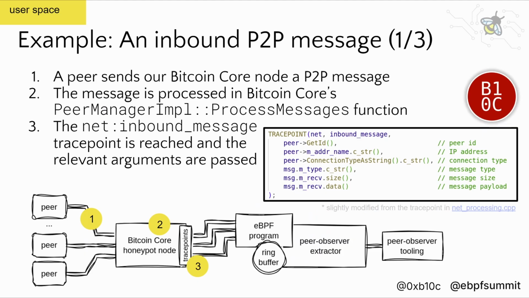Alright, as an example of how this works, in user space, the Bitcoin Core node receives an inbound P2P message from a peer, and the message is processed in the ProcessMessages function. In this function, there is also the inbound message tracepoint. The tracepoint is reached, and the tracepoint arguments contain the information about the peer and the message we received.